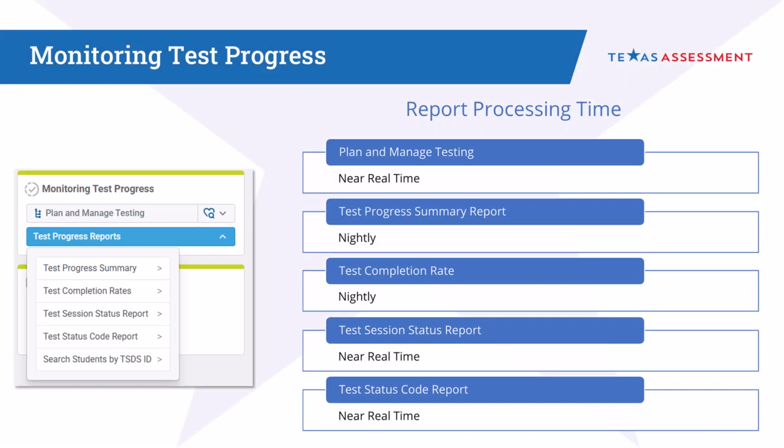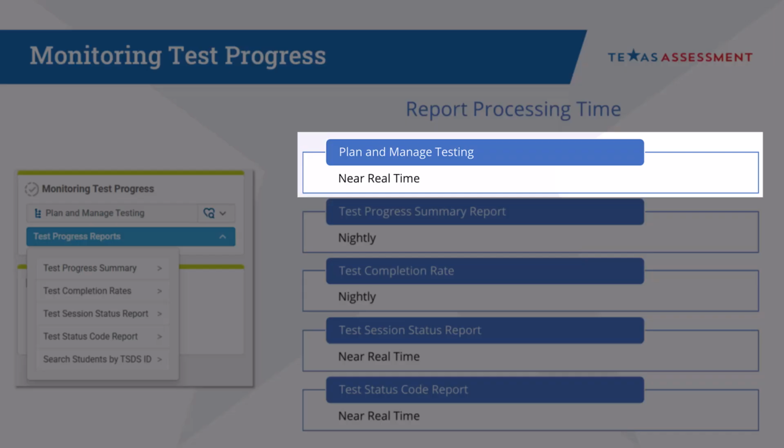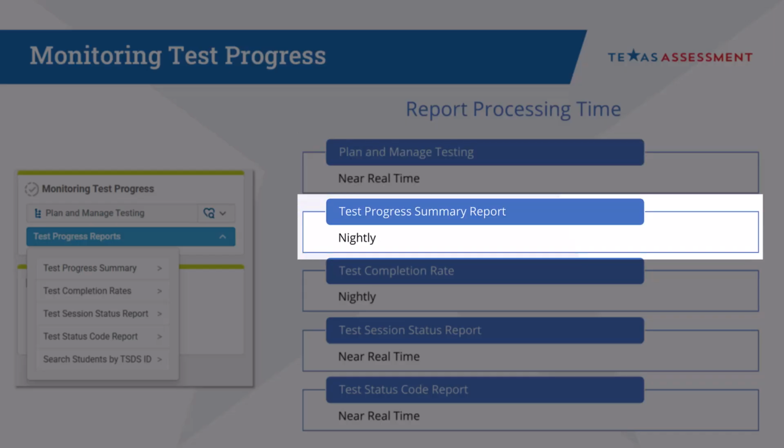The tasks available on the Monitoring Test Progress card allow you to generate various reports that provide information about a test administration's progress. Several types of participation reports are available. The Plan and Manage Testing option details all student test opportunities and the status of those test opportunities. This report is processed using data in near real time. The Test Progress Summary report displays charts with the data from test completion rates for district level and school level data. This report displays data nightly.